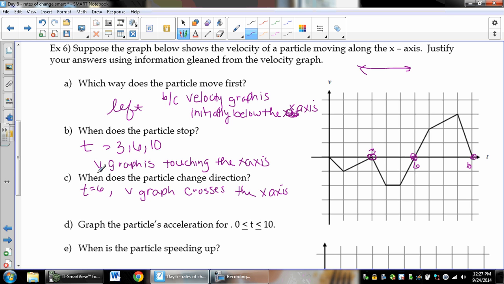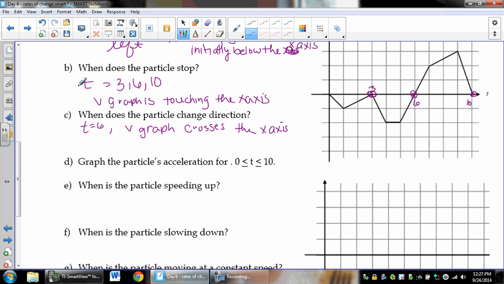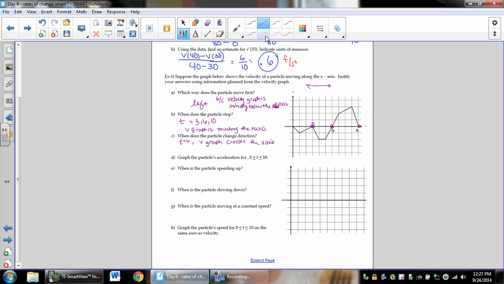Now we're supposed to graph the acceleration from 0 to 10. We're going to do that on this separate graph down here. Acceleration is going to be the derivative of velocity. So I'm going to look at my velocity graph and look at its slope on the interval from 0 to 10. My slope is negative 1 here, so my acceleration graph is going to be at negative 1. And it has a corner, so this guy has to have a hole. Then my slope is positive 1/2 for 2 units. And then my slope is negative 2 for a unit. And we got a nice happy step function.